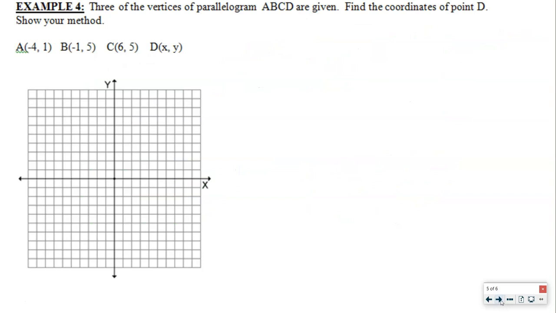All right, and then our last example here. We have 3 vertices of parallelogram ABCD, which are given. We need to find the coordinates of our 4th one, point D, and we'll show our method.